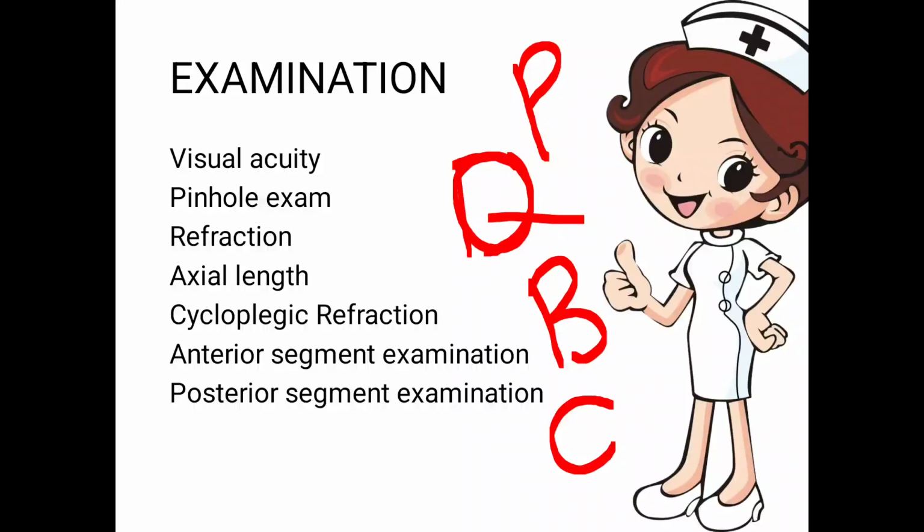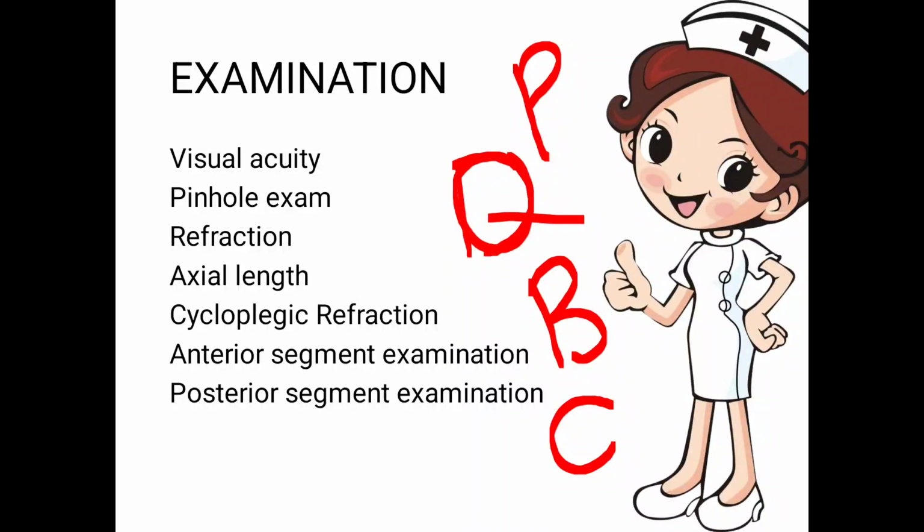Next one is pinhole examination. By taking the pinhole vision, you will get to know whether we can improve the patient's vision or not. How can we increase the vision? Next one is refraction. We have to do proper refraction. We can use the JCC, Jackson cross cylinder, while doing refraction. For spherical refining, we can use the duochrome, and for cylindrical refining, we can use the JCC.